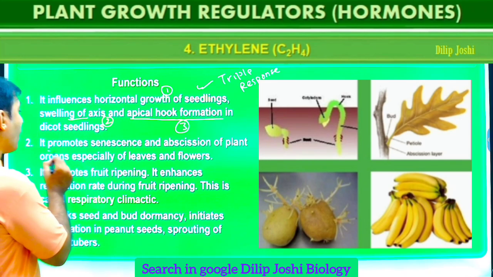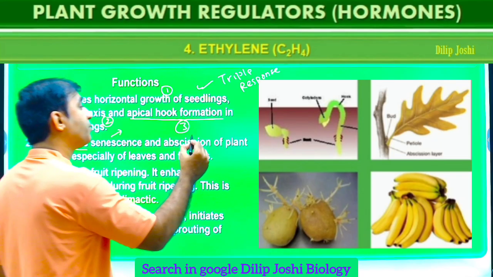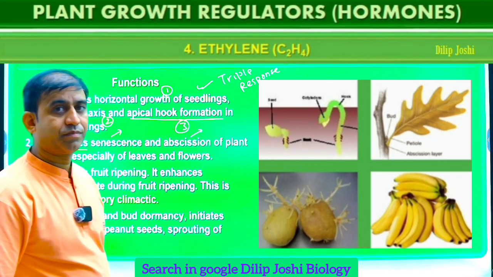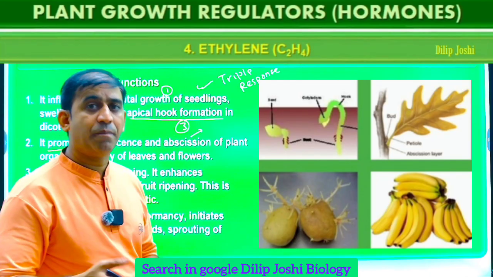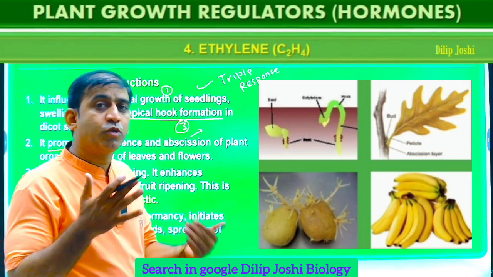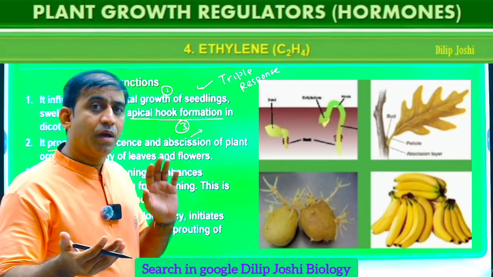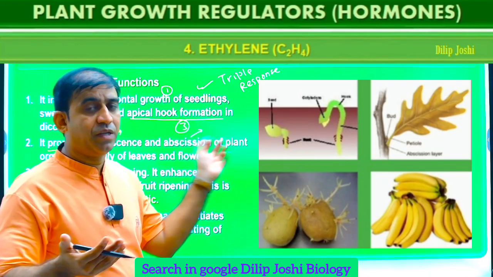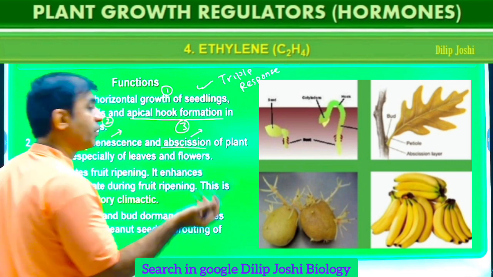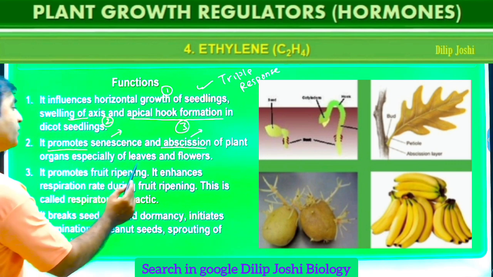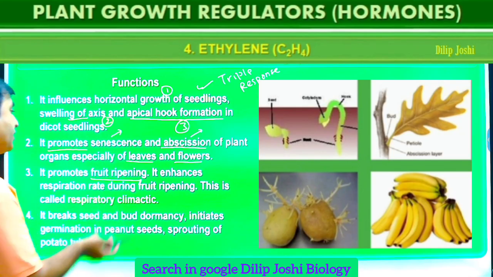Then it will promote senescence, meaning promoting cell aging, this is an inhibitory function, and abscission of plant parts. Abscission means the part which is not necessary for the plant after its ripening or its function is over, or suppose there is much more load on the plant, meaning the plant is unable to get more nutrients but the parts are more on the plant, like leaves, etc., and if the plant wants to remove them, that is abscission, the removal of parts, especially leaves and flowers. Then it will promote fruit ripening, the famous function of this hormone.